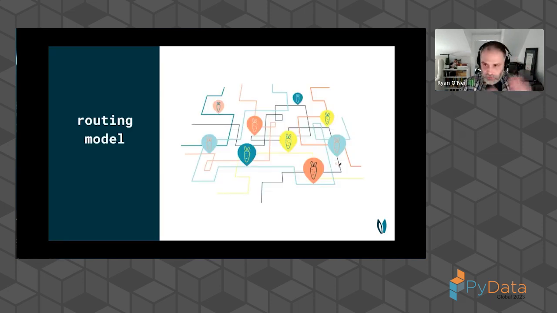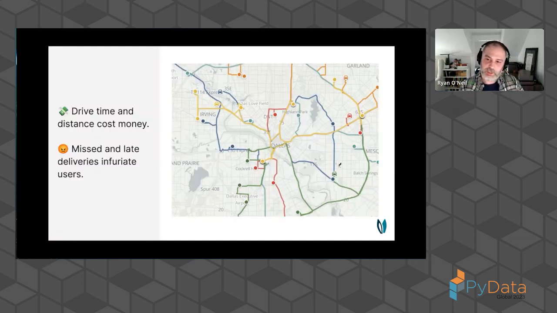All right, finally, we'll go through our routing model, and this one's pretty quick. The basic premise here is, we're trying to minimize drive time and cost, which could be time, it could be distance, it could be some function of those things, it could be earliness, lateness. It really just depends on your business case. And we're trying to have good service levels, right? So missed or late deliveries infuriate drivers.